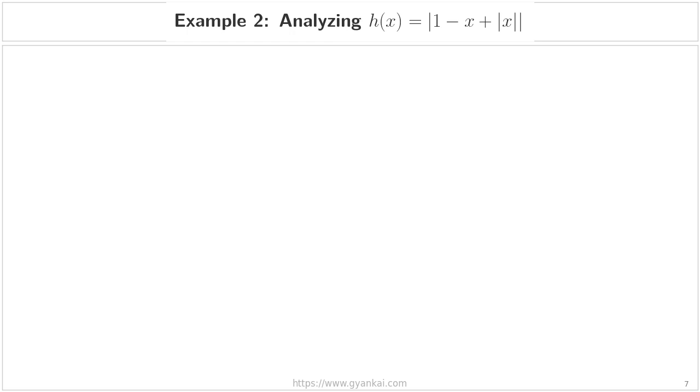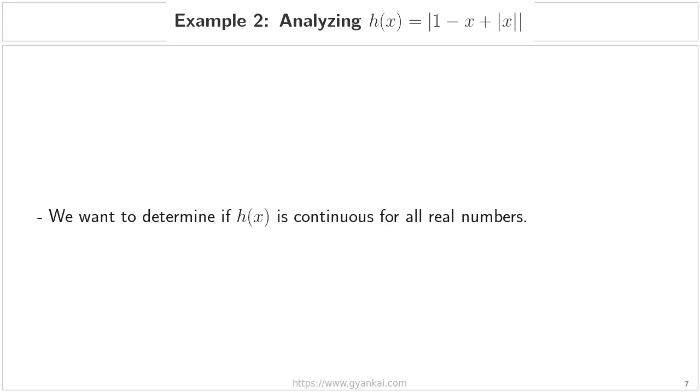Example 2. Analyzing h of x equals the absolute value of 1 minus x plus the absolute value of x. Now that we have seen how to handle a trigonometric composite function in the previous example, let us move on to a slightly more complex case involving absolute values. Our objective for this example is to determine if the function h of x, defined as the absolute value of 1 minus x plus the absolute value of x, is continuous for all real numbers. To do this, we will apply the same 5-step analysis we established in the previous slides.